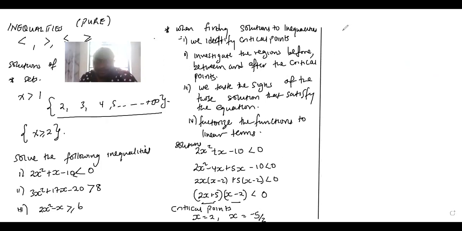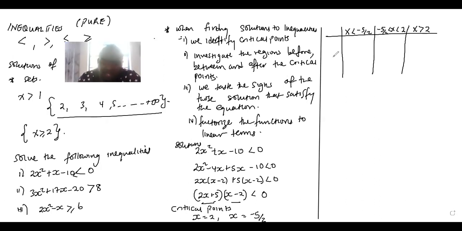Now, having realized that, this is what follows next. To investigate the regions before the critical points, between critical points and beyond the critical points by writing them in ascending order. For example, you investigate x is less than the smallest, negative 5 over 2. Investigate negative 5 over 2 less than x less than 2. That is between the critical points. Investigate x is beyond 2. That is beyond the critical point. Then use our linear terms we identified, 2x plus 5. Then we also need x minus 2. Then down here, we are going to have the sign of the function in terms of x.